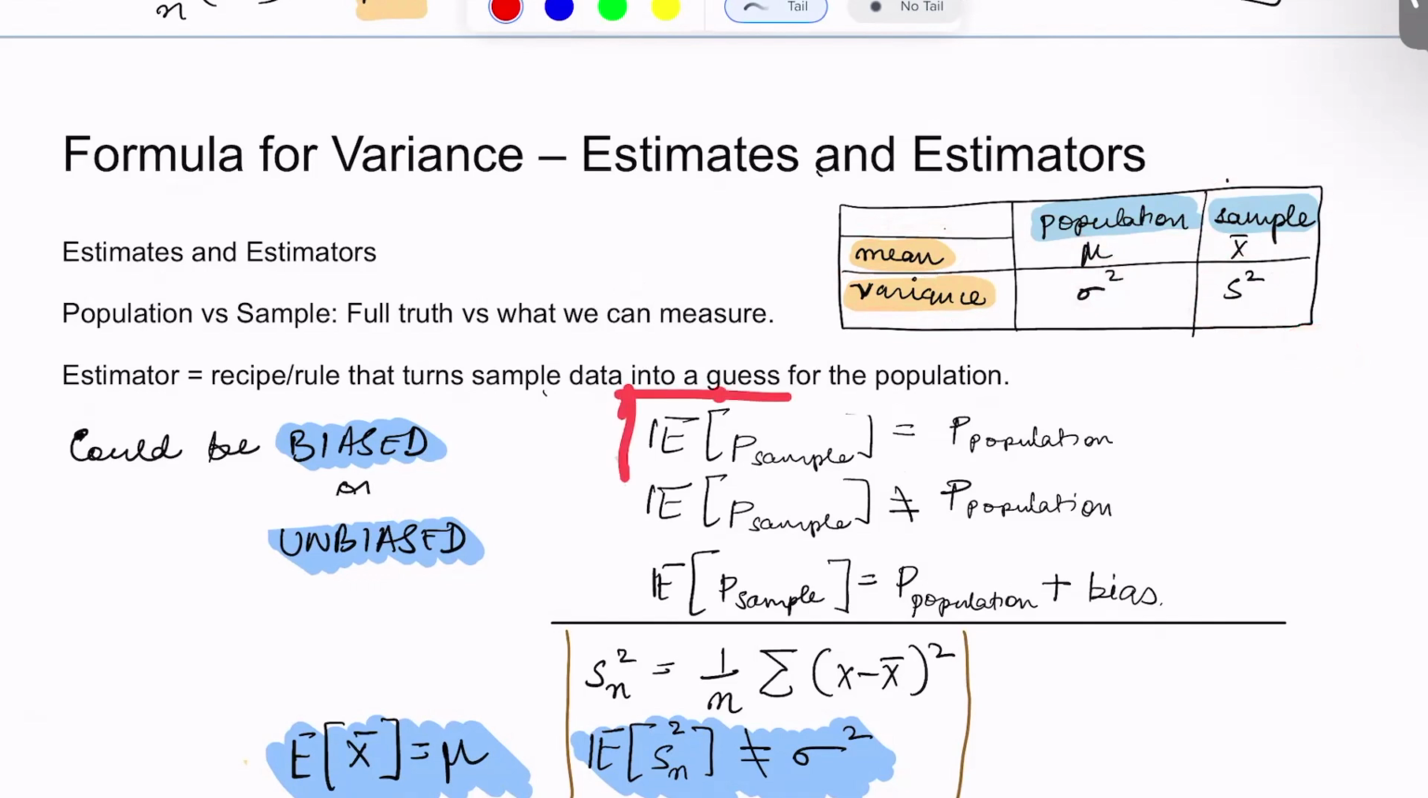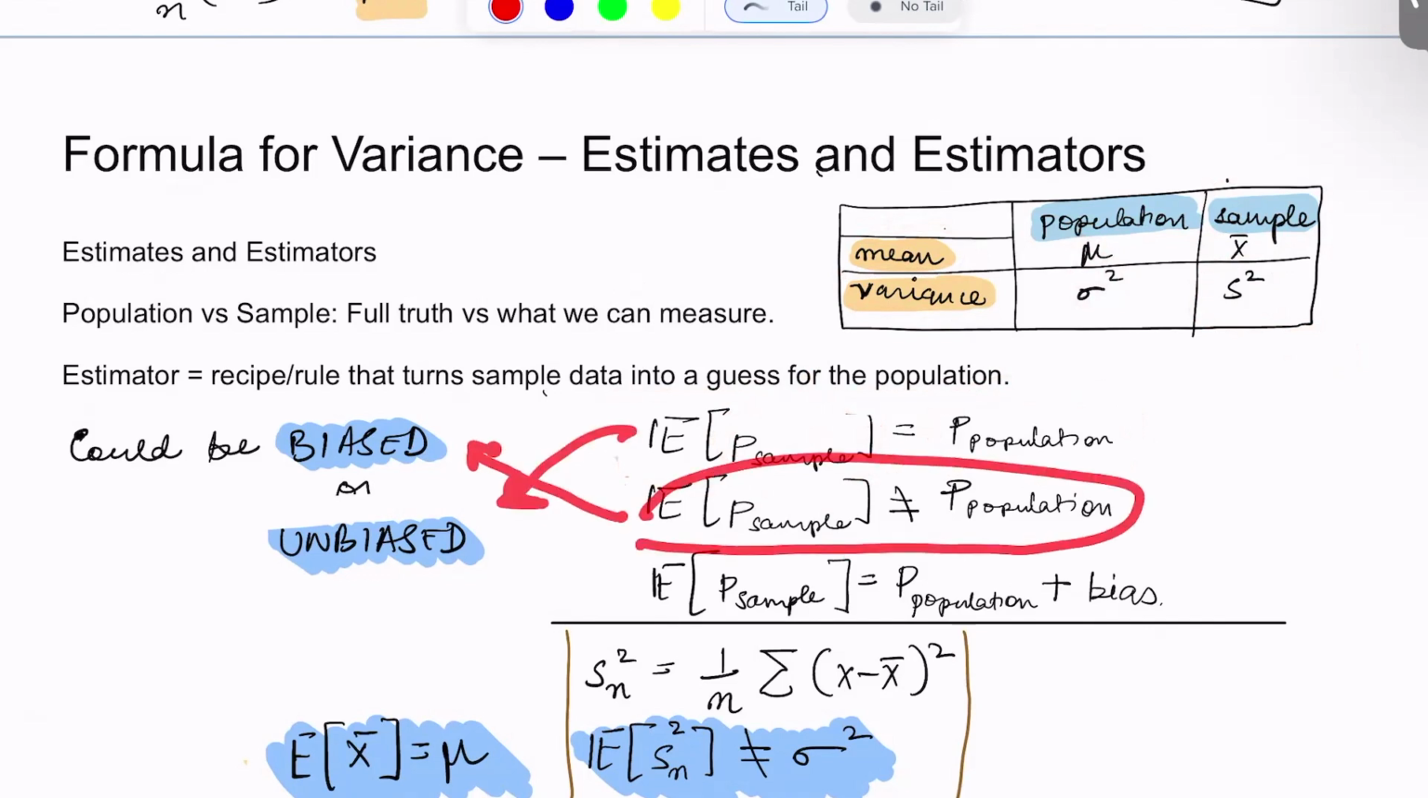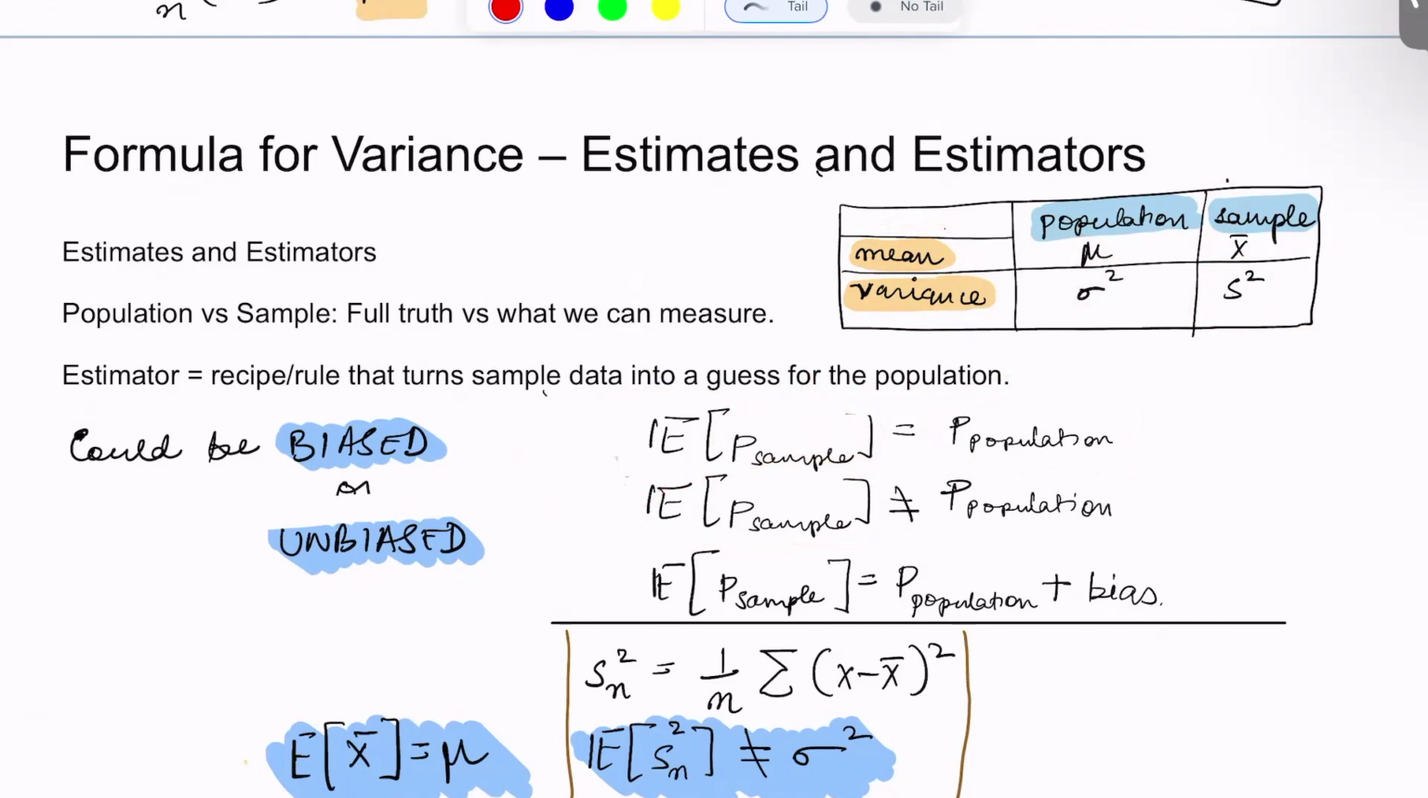So for unbiased, the expectation of the sampled parameter would be equal to the population parameter. If that is the case, then we'll consider it to be unbiased. But if that is not the case, then we can say that it is a biased estimator. What we mean by that is the expectation of the sample parameter would be equal to the population parameter plus some bias, because it's not equal to that.